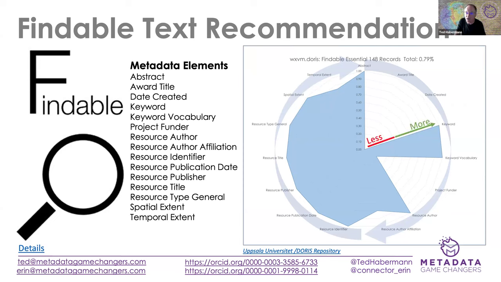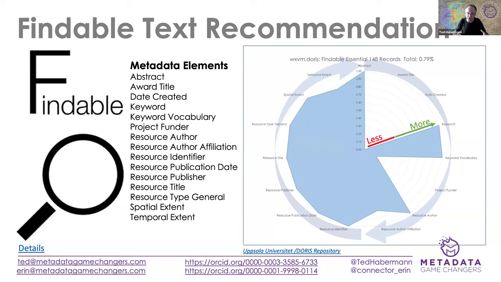The scale on this goes from zero at the middle to 100% on the outside. So things that are at the center of this are fields like, in this case, award title, or on the right hand side, project funder is a little low. And the ones that are near the outside are the ones that are very complete. So an amazingly complete repository would have this entire circle blue, and an empty one would be all white.